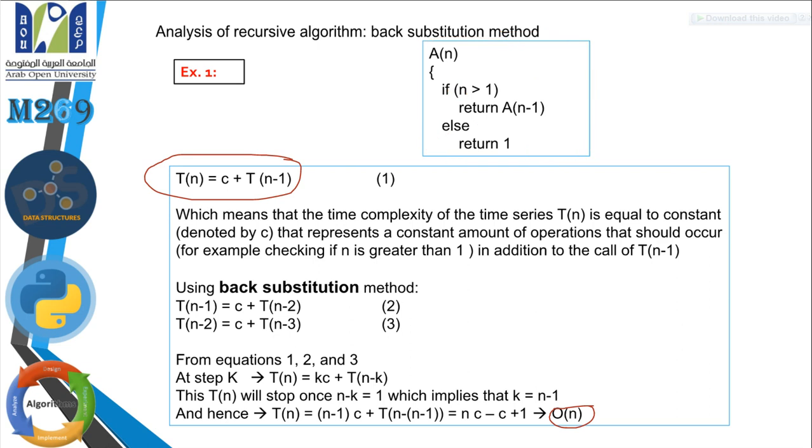When we reach T of 1, this condition will be valid, which is if n is greater than 1. So if the value is T of 1, it will return 1. That's why we stop. That's why T of 1 is 1.